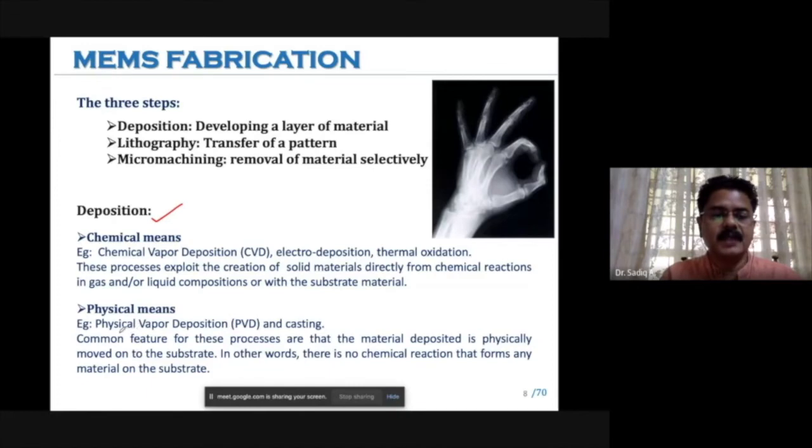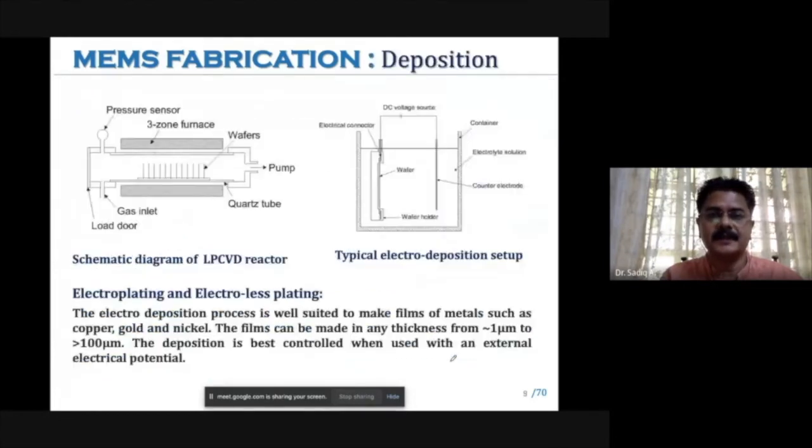Now let me see what is physical means. Common features of these processes are that the material deposited is physically moved onto a substrate. In other words, there is no chemical reaction that forms any material on the substrate. Let us see a few examples of chemical means and physical means in this session.